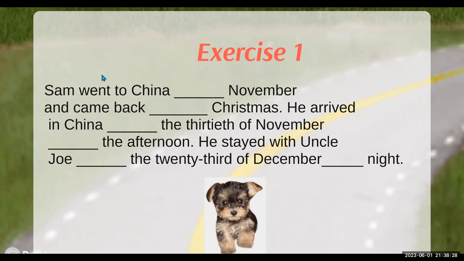Okay, let us start. Who wants to read the first sentence? ¿Quién lee la primera oración, incluyendo ya la preposición que considera que es la que va a ir? Sam went to China in November. Okay, later on we are going to check it, right? Okay, the second one. La segunda, por favor.